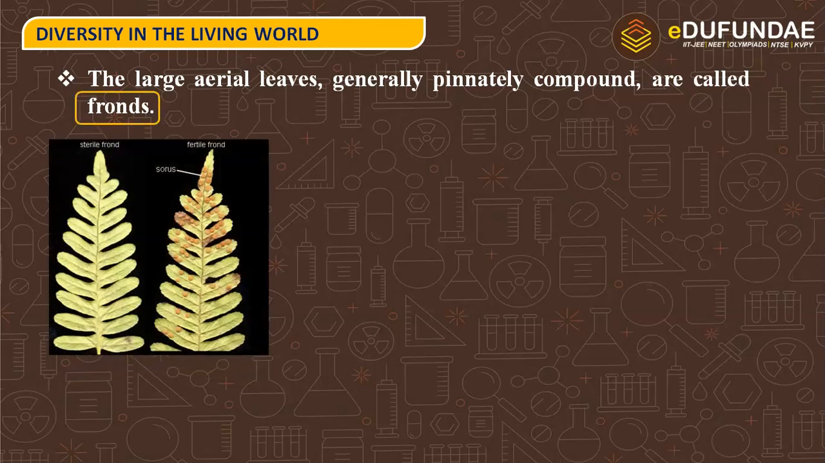You can clearly see here that there is a sterile frond and a fertile frond. And why did we call the fertile frond fertile? Because it is bearing the sporophytes, the brown colored structures that you see. And the sterile one is having no sporophyte, and that is why it is sterile. It will not lead to the formation of the spores that we call, and that is why it is sterile. Whereas the fertile frond is having the sorus, and it will lead to the formation of spores.